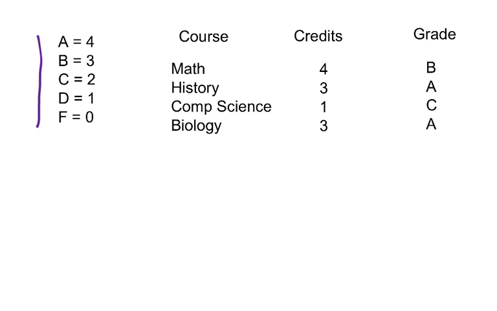Now, on the surface you might think, well, this can't be hard. A B is worth 3, an A is worth 4, a C is worth 2, and an A is worth 4. So I'll just add those up and divide by 4, and I'll have their grade point average.